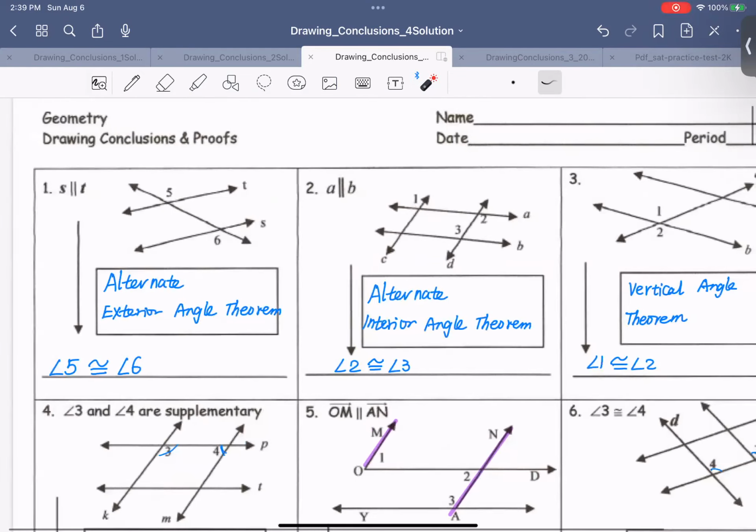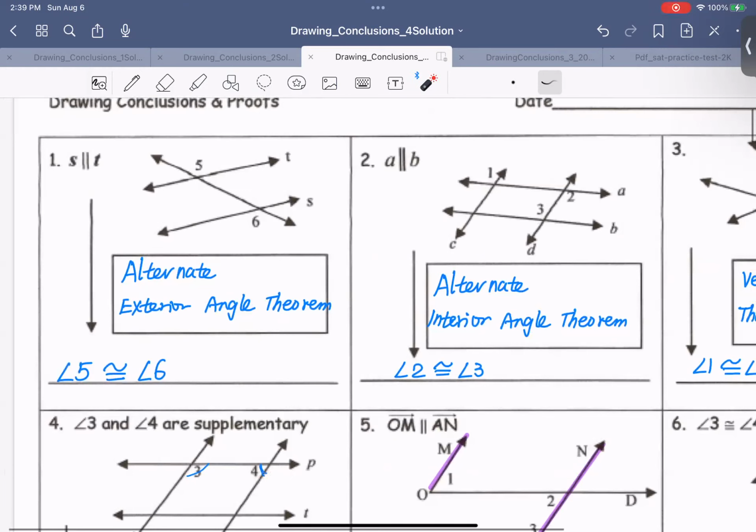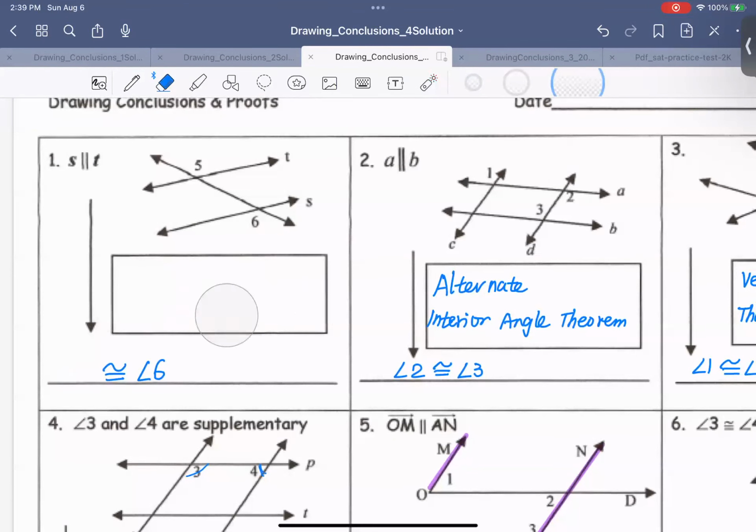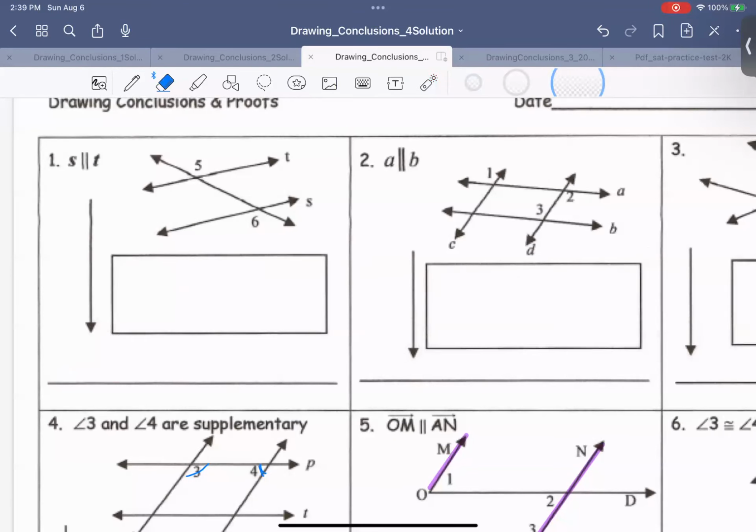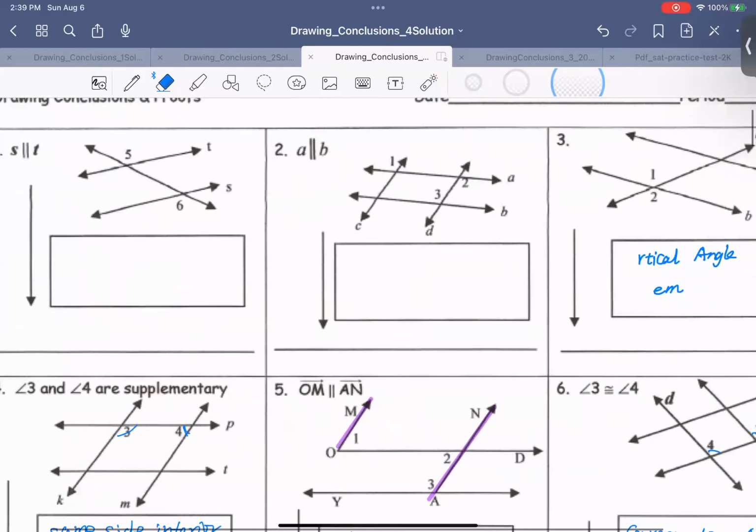So now let's look at here. Let me call a student. We want to do this question very carefully.